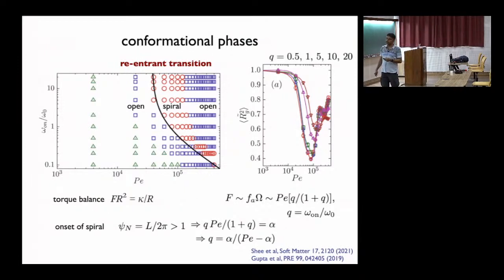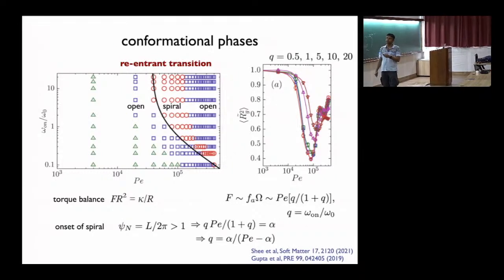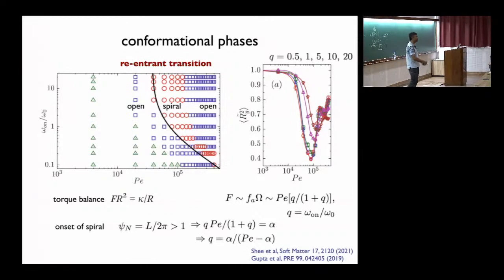This is the phase diagram in the attachment detachment versus activity plane. What you see is that for a given attachment detachment value, if I increase activity, it goes from a predominantly open state to a predominantly spiral state and back to a predominantly open state. So there is this non-monotonic phase transition. And the structure of this phase boundary is sort of simple to predict.